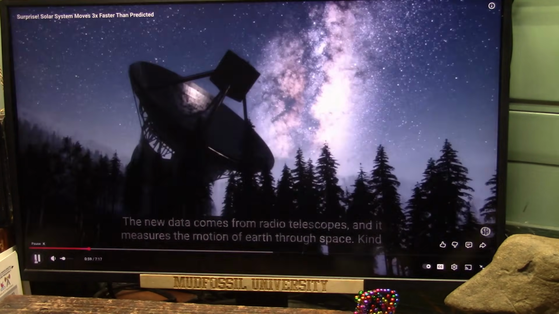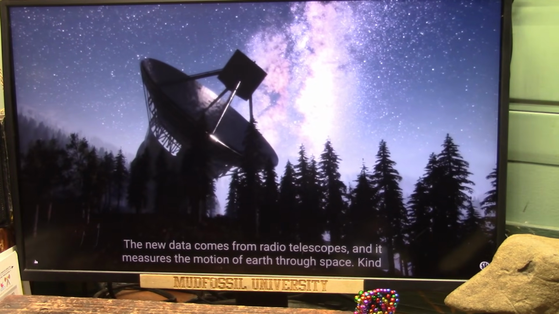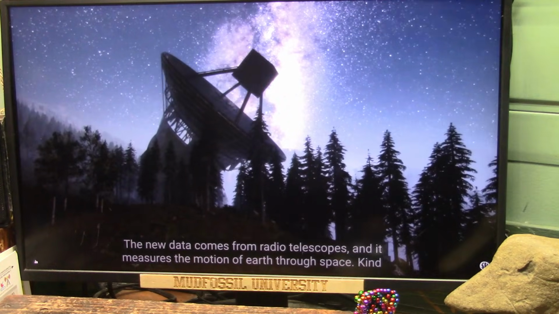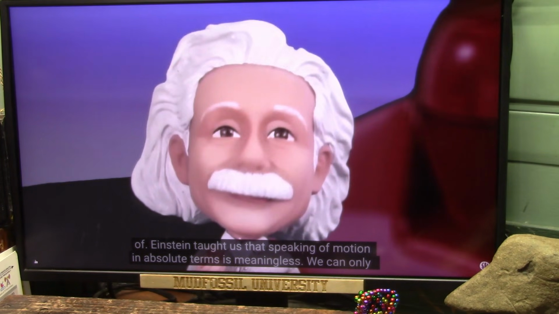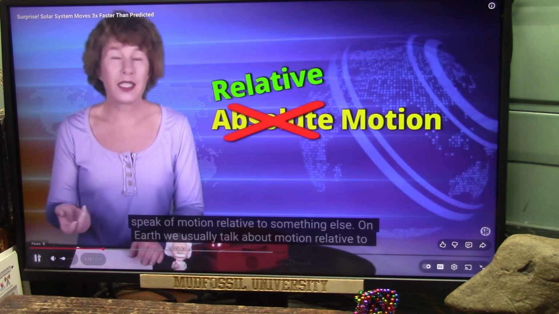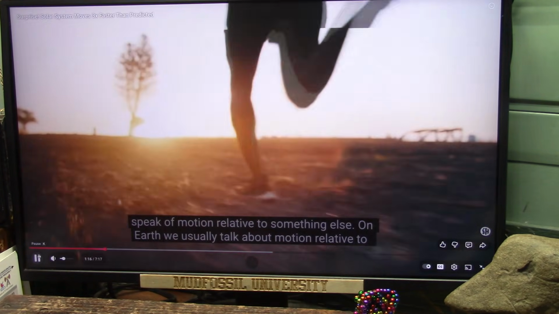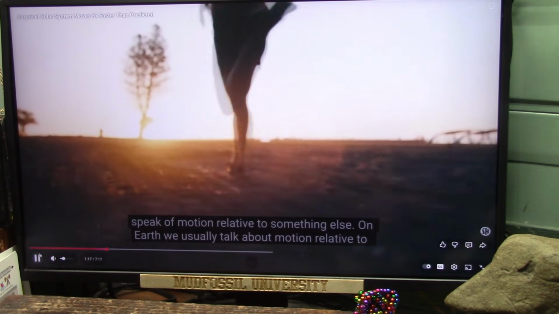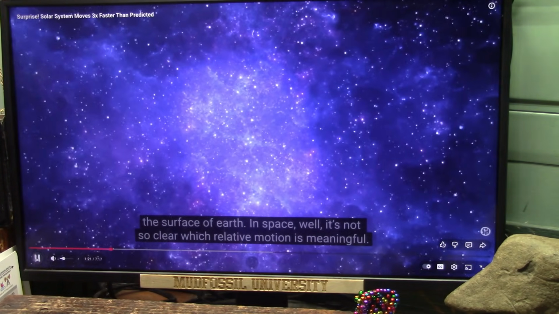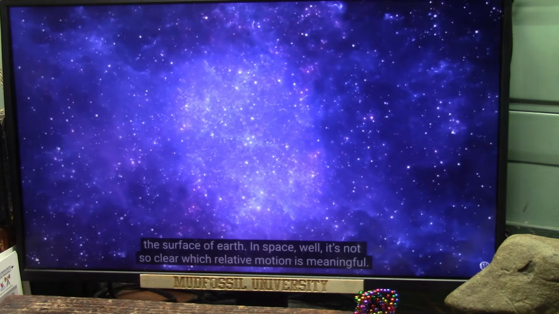Will be the final nail in the coffin. The new data comes from radio telescopes and it measures the motion of Earth through space, kind of. Einstein taught us that speaking of motion in absolute terms is meaningless. We can only speak of motion relative to something else. On Earth, we usually talk about motion relative to the surface of Earth. In space, well, it's not so clear which relative motion is meaningful.